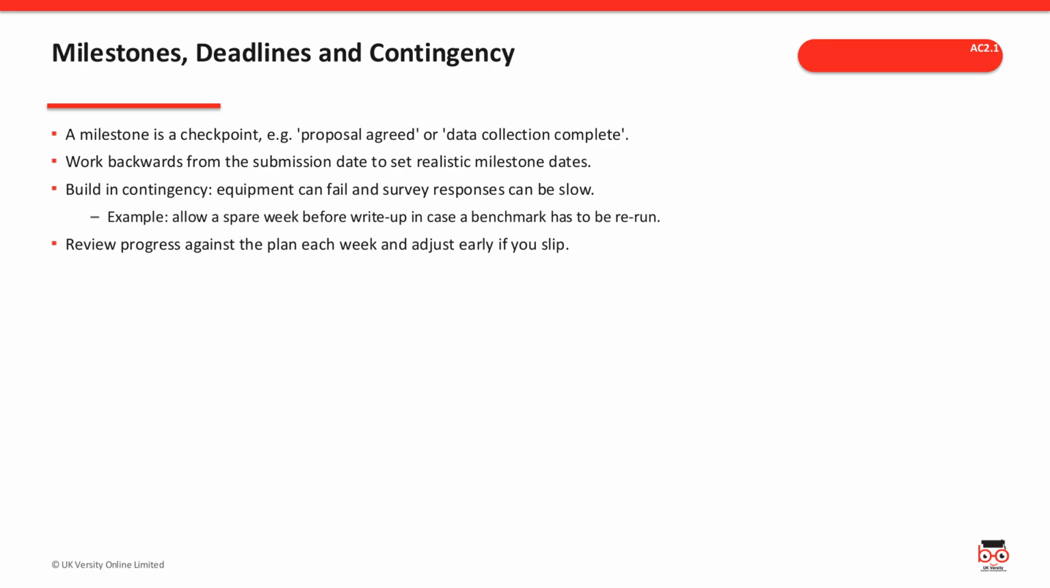Alongside the schedule, think about milestones, deadlines, and contingency. A milestone is just a checkpoint, something like proposal agreed or data collection complete. Work backwards from your submission date to set those milestone dates realistically, and always build in contingency because equipment fails and survey responses trickle in slowly. For example, leave a spare week before write-up in case a benchmark has to be run again. Then review your progress against the plan each week and adjust early if you start to slip.